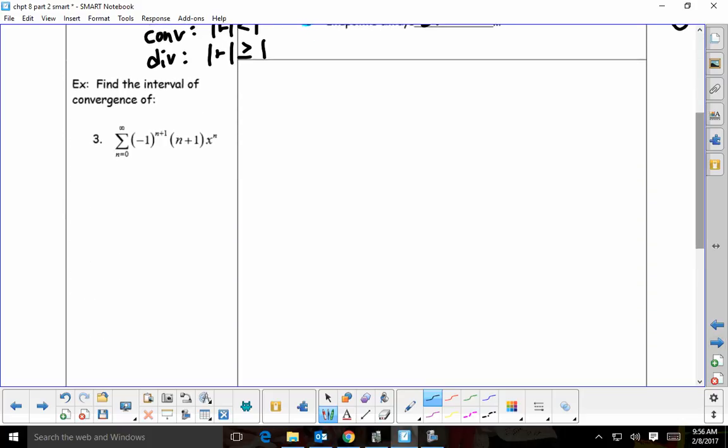All right. This next one says, find the interval of convergence. Well, first we got to get to the radius part. So knock that part out.